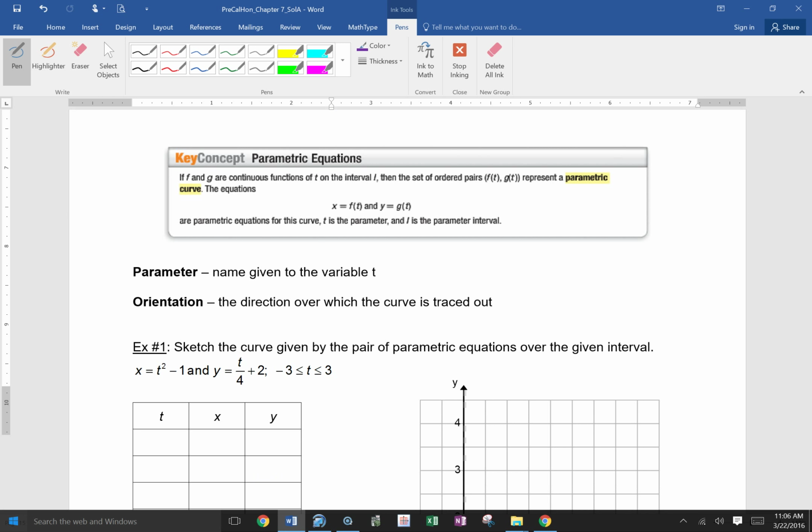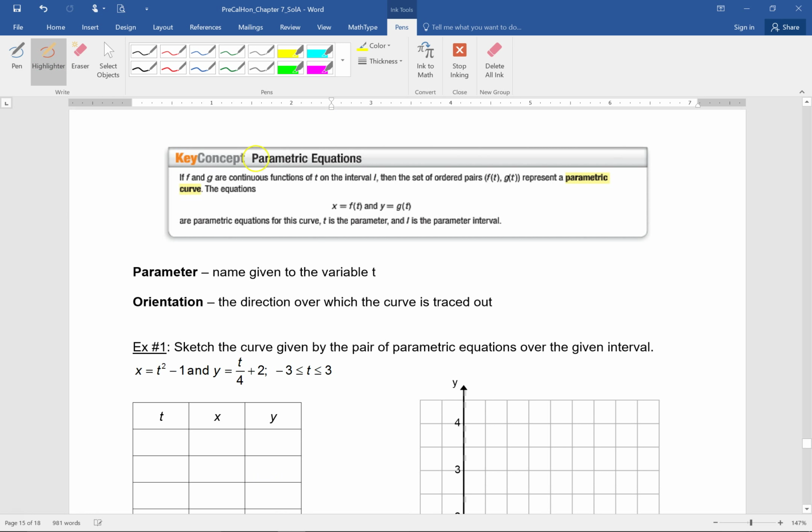So what are parametric equations then? This is now a totally new thing for you guys. You've never done this before. Parametric equations are this. If f and g are continuous functions, then f of t and g of t represent a parametric curve. So basically, just like we did before, you get a different set of values for x, you get a different set of values for y, and you graph them. A parameter is what we call the variable t.